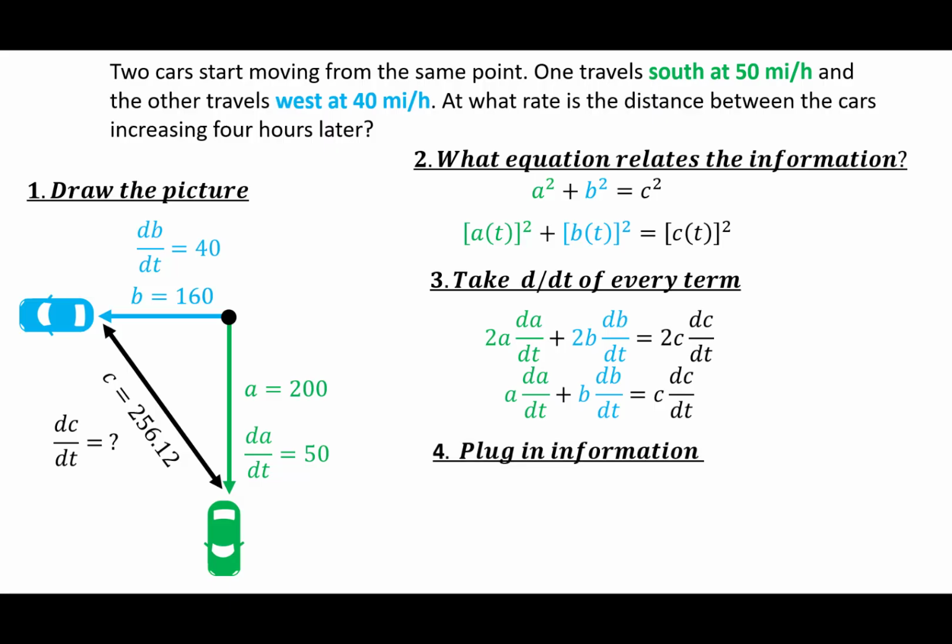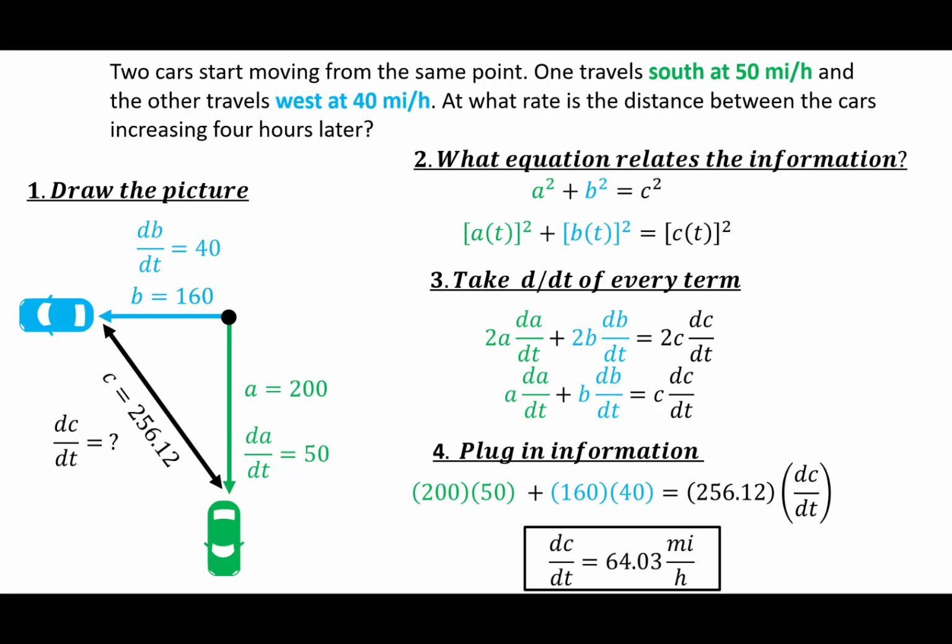So the last step is plug in information. There we go. So we plugged in a and the derivative of a with respect to time, plugged in b and the derivative of b with respect to time, and the derivative of c with respect to time is unknown, but we can solve for it. And there we go. Solving for the derivative of c with respect to time gives us 64.03 miles per hour.